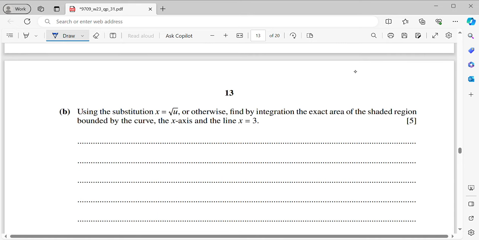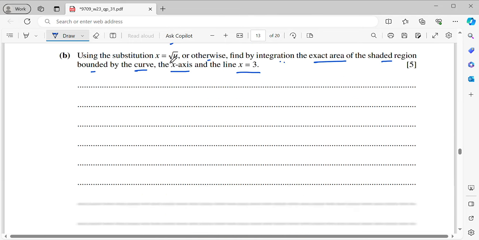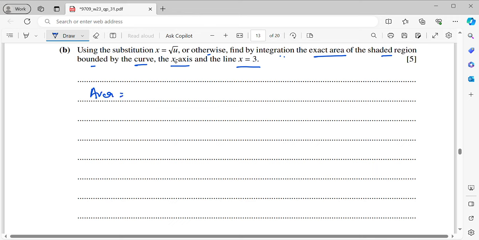B, using the substitution x equals square root u or otherwise, find by integration the exact area of the shaded region bounded by the curve, the x-axis, and the line x equals 3. Okay, so go back to the graph. Since the region is towards the x-axis, the area is going to be the integral of the graph dx, with x from 0 until 3. So that is our area formula. The area is the integral from 0 to 3 of x e to the negative 1 over 4 x squared dx.